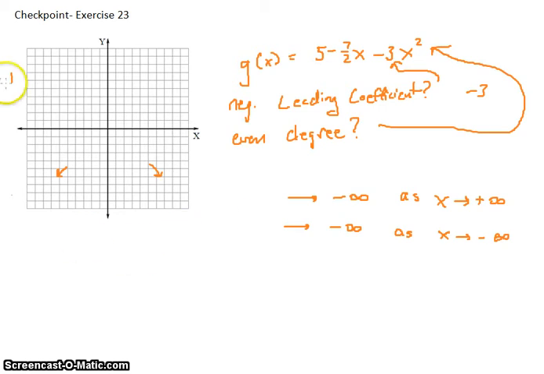So again, we don't necessarily worry about what it looks like because all it's asking for is what it behaves at as it goes towards positive and negative infinity. That's all we're worried about.